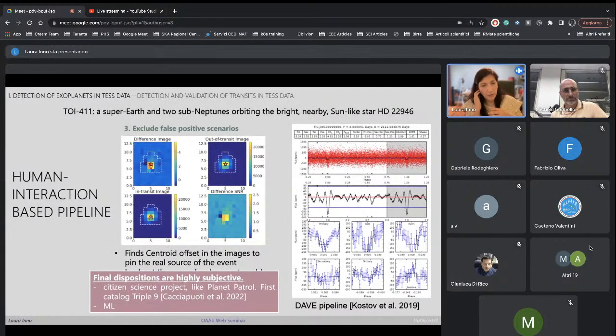That's why looking at DAVE output is such a good project for citizen science. And that's exactly what one of our collaborators has been leading within the Planet Patrol project. Luca Cacciapuoti just published the first catalog from this project. And because of this problem of subjectivity, that's why machine learning is particularly good, because it will give you the capability to reproduce results.